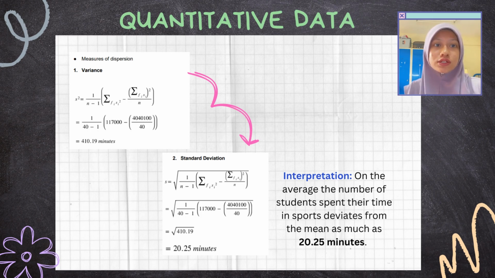The second one is standard deviation. When you put the calculation into the formula, it will be square root of 1 over 40 minus 1 times (117,000 minus (4,040,100 over 40)). You will get square root of 410.19, so the answer is 20.25 minutes. The interpretation will be, on the average, the number of students spend their times in sports deviates from the mean as much as 20.25 minutes.